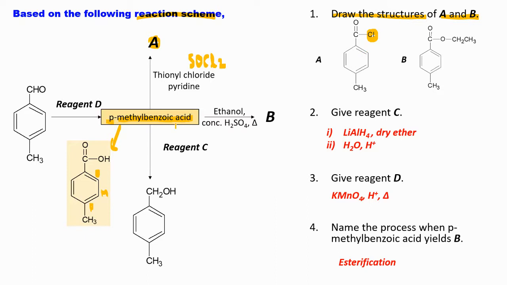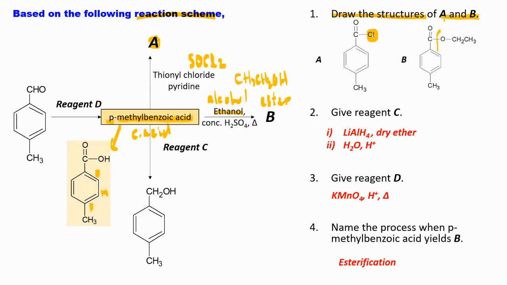Then another one, B is ethanol. Ethanol, we know it is an alcohol. So when a carboxylic acid reacts with alcohol, we are going to get an ester. Ethanol, we know it is CH3CH2OH. So we will get it like this. So this is B.